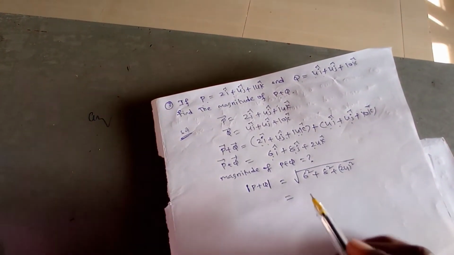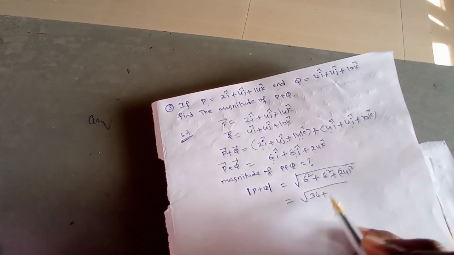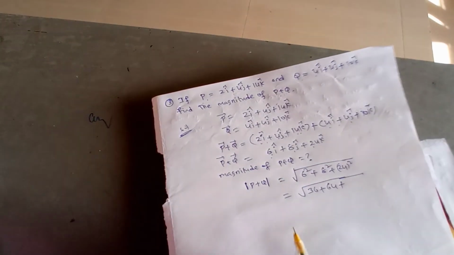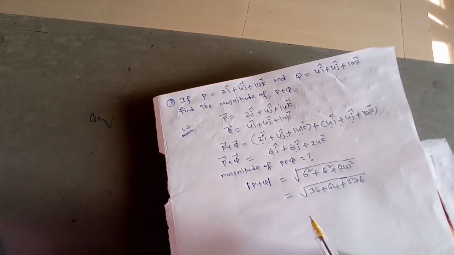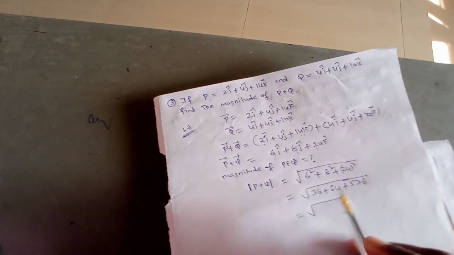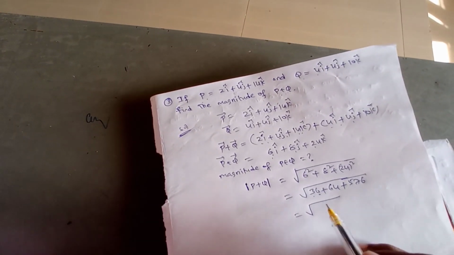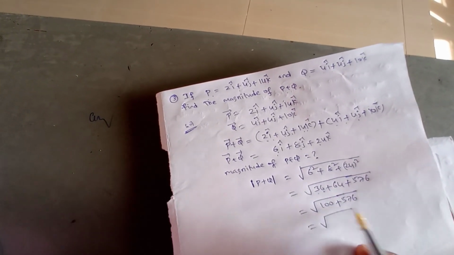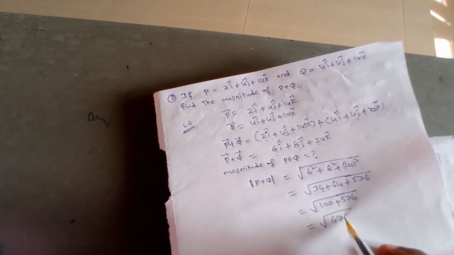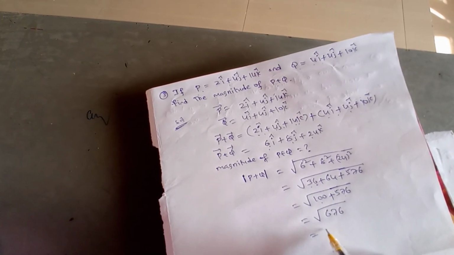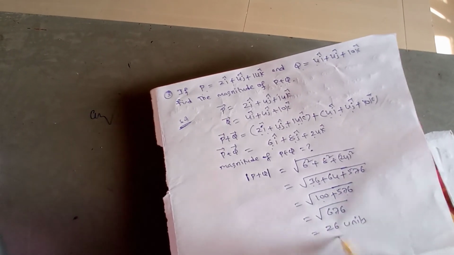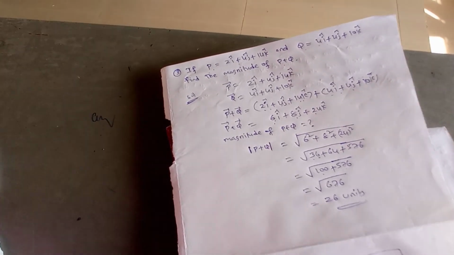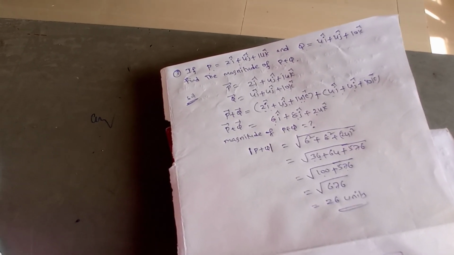Okay, what is 6 square? 36. What is 8 square? That is 64. What is 24 whole square? That is 576. 36 plus 64, that is 100, plus 576. The root of 100 plus 576, 676. Root 676, value is 26. 26 units is the magnitude of resultant. Okay, thank you.